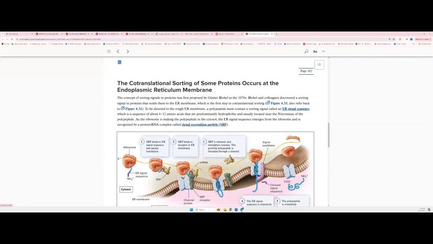And then after it reaches the designated ER membrane, the bound SRP is released, and protein translation continues to make a larger protein. And then this growing polypeptide is threaded through a channel like this, and the SRP goes away.